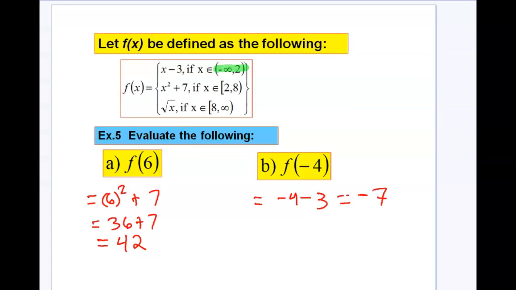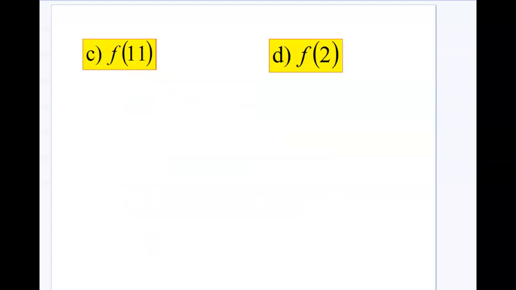For f of 11, f of 11 now falls in the part of 8 to infinity. So therefore, I'm going to use the function root x. So this is just simply going to equal root 11.